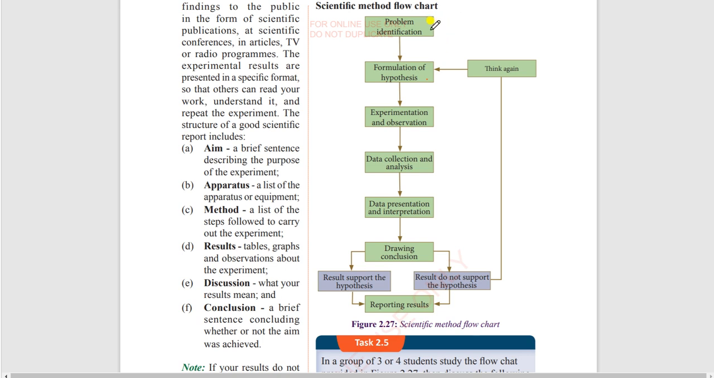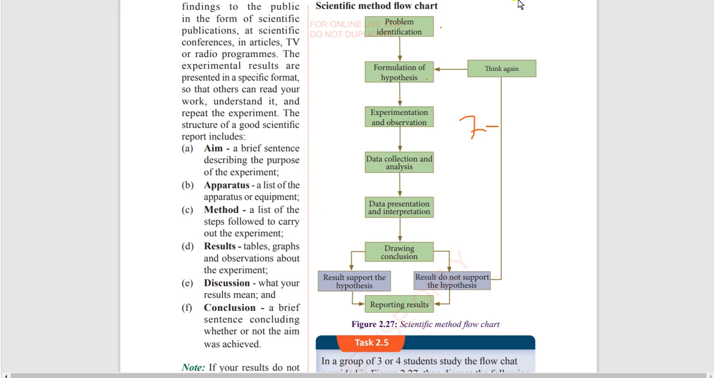So there are several steps. There is step number 1, step number 2, step number 3, step number 4, number 5, number 6 and number 7. There are 7 procedure steps kwa ajili ya hizo scientific investigation procedure.